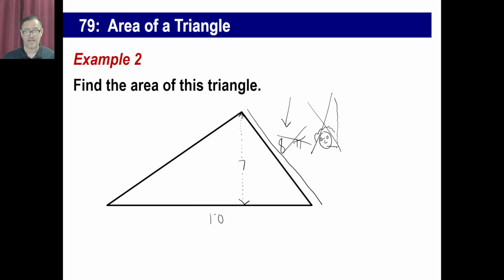Okay. Now look at this. You could go 7 times 10 divided by 2 is 35. That's okay. Or what you could do is you could go, oh, half of 7 is 3.5. Forget that. I'm going to take half of 10. That's 5. 7 times 5, 35. Answer. Boom. There you go. That's all there is to it.